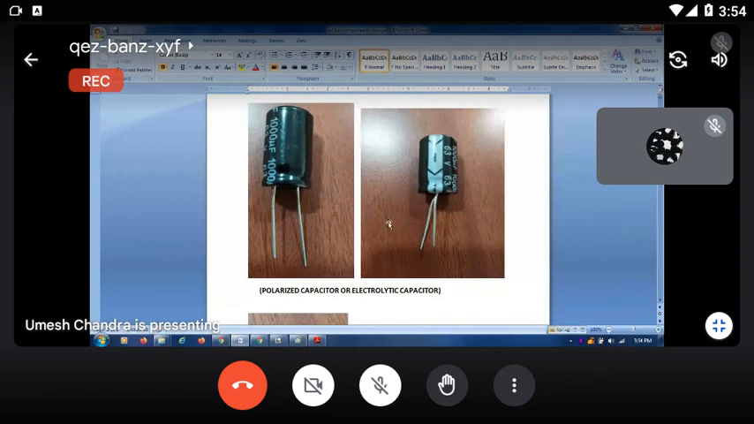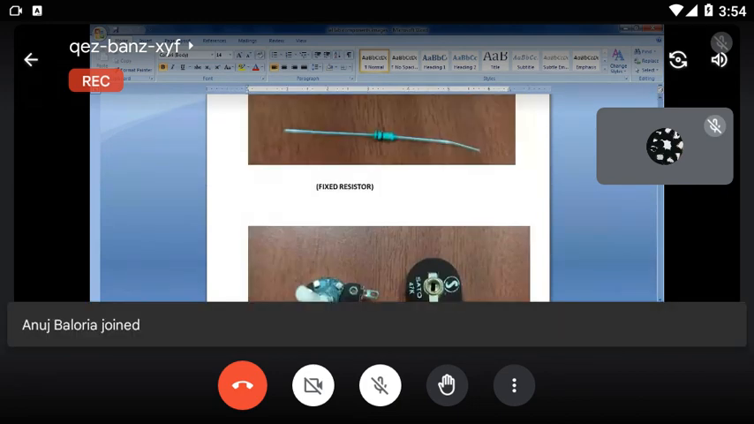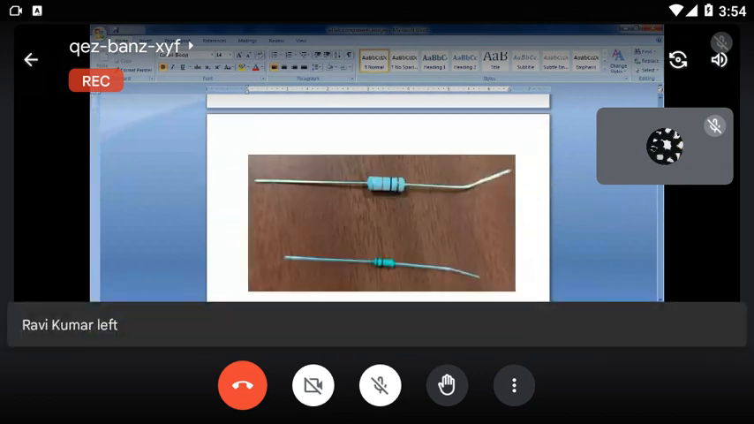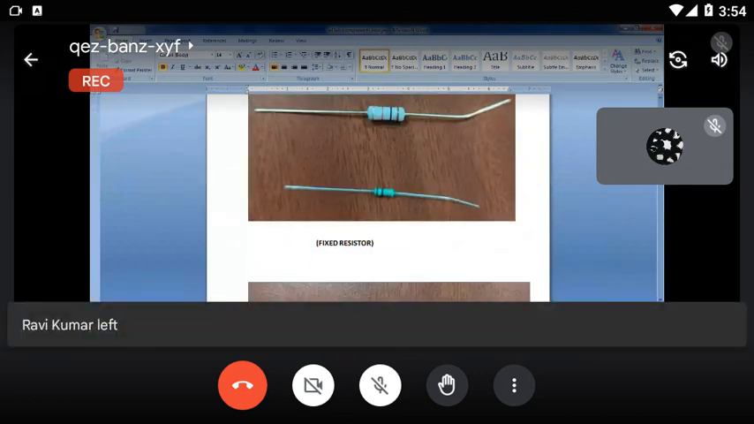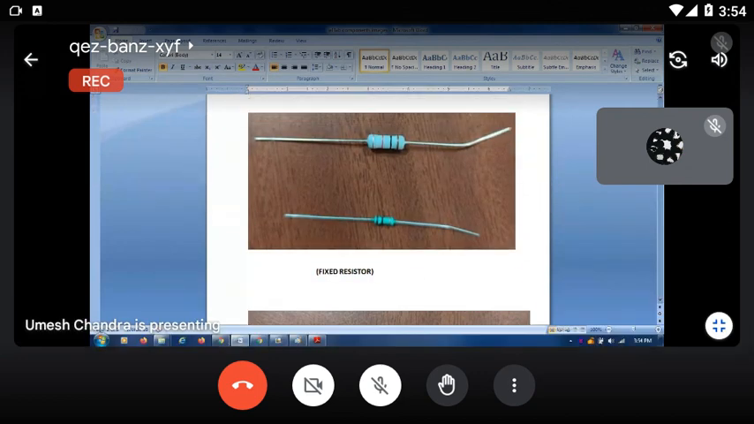Then another is the capacitor. What is the function of the resistor? Why are resistors used? To control the current. Yes, to control the flow of current.